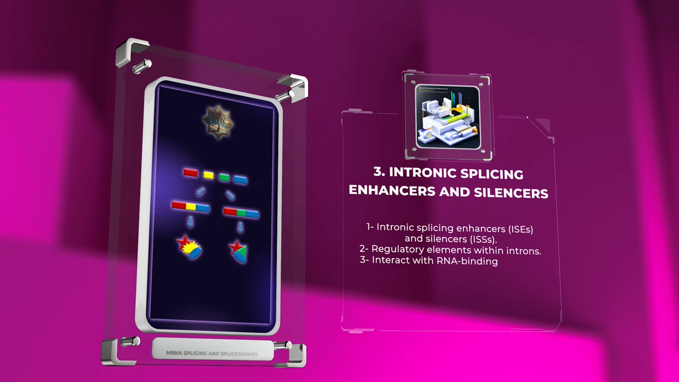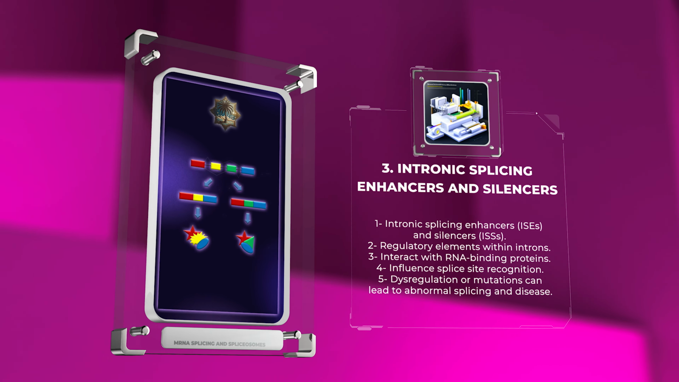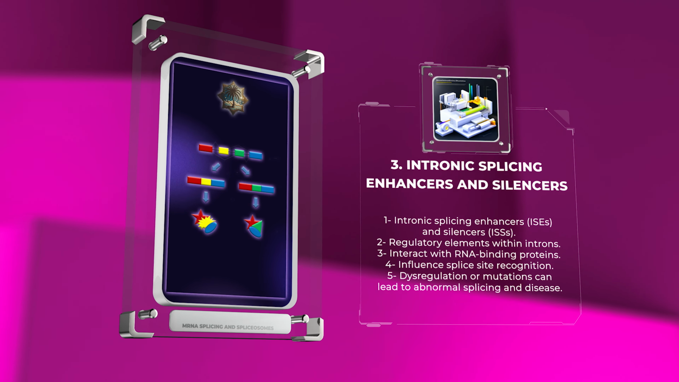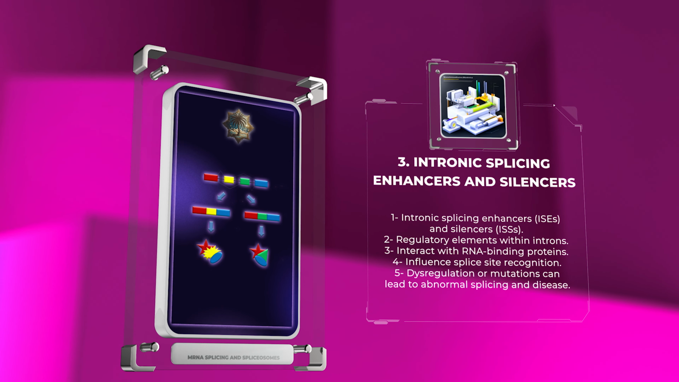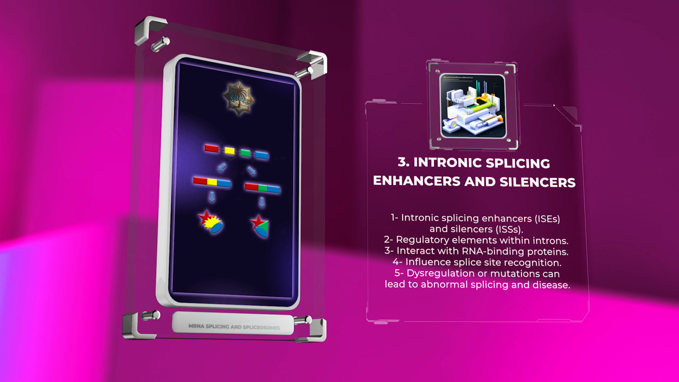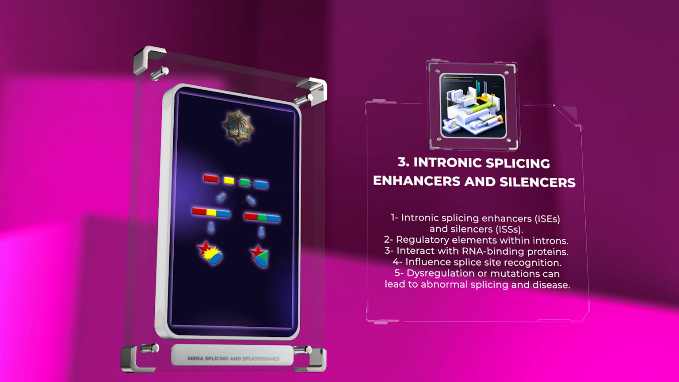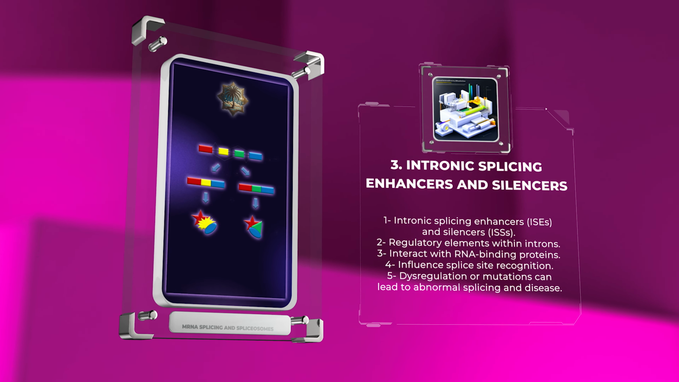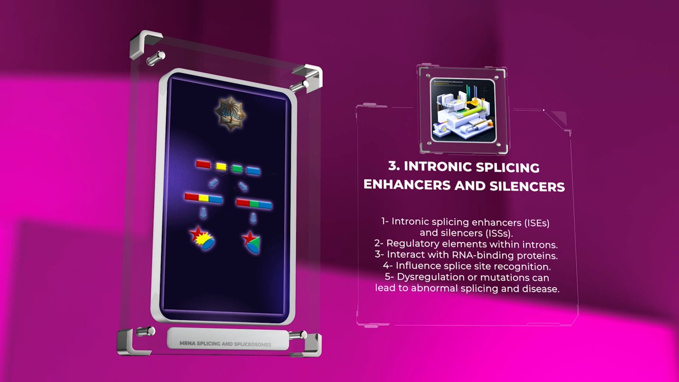Intronic splicing enhancers, ISEs, and silencers, ISSs, are regulatory elements within introns that interact with RNA-binding proteins. These proteins, such as SR proteins and hnRNPs, can either enhance splicing or inhibit it by influencing splice site recognition. Dysregulation or mutations in these elements can lead to abnormal splicing and disease.